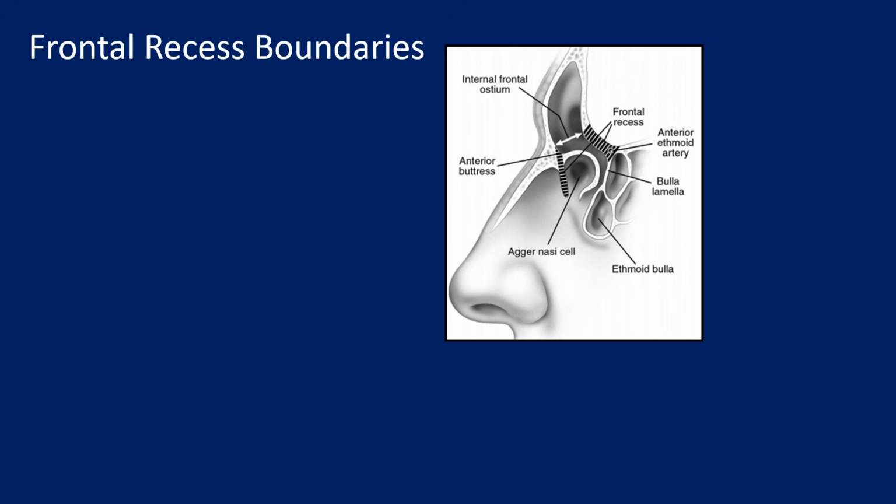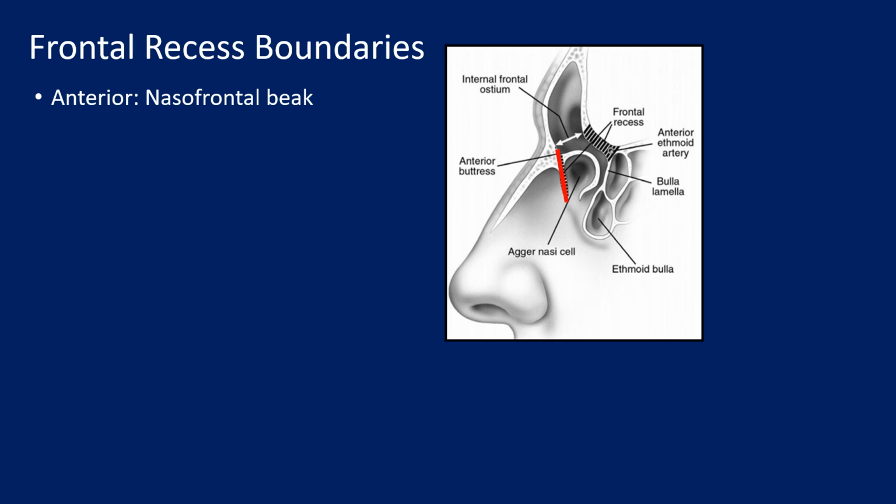We need to talk about the frontal recess, because the frontal recess is where you have a bunch of anterior ethmoid cells, and the mucus is going to drain around them before getting into the nasal cavity. All right, so very important to understand the boundaries, because these are what you're going to be using when you perform a frontal sinusotomy.